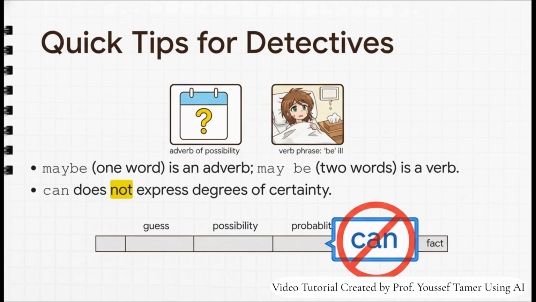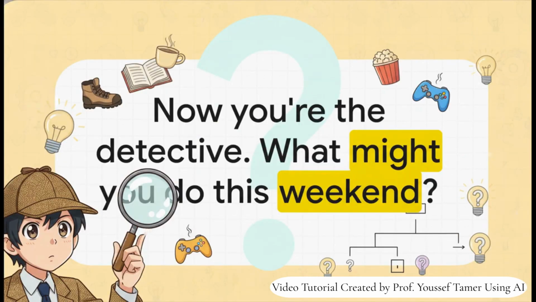First, remember that maybe as one word is an adverb, like maybe he's at home, but may be as two words is the verb phrase we've been using, as in he may be at home. Also, super important rule, we don't use the word can to talk about how certain we are. It's a really common mistake, so keep an eye out for it. So, there you have it, the detective's guide to certainty.